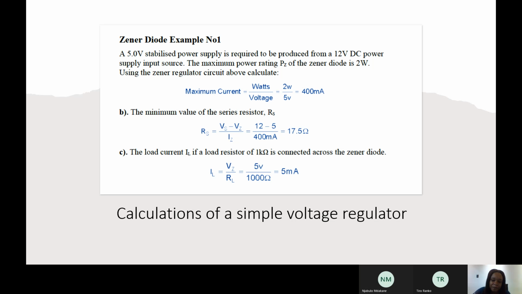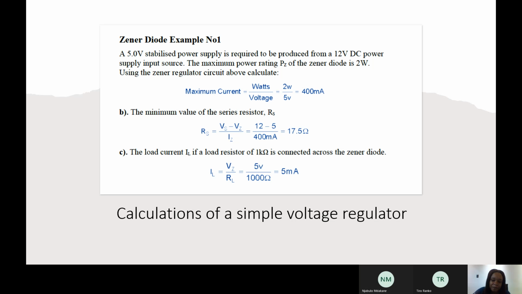So they tell us the maximum power rating of the Zener diode is 2 watts. So we're not allowed to use more than 2 watts on the Zener diode itself. That's important information when you're calculating regulation. Then they say, using the Zener regulator, calculate the following. So we need to find out the maximum current we're allowed to use on that Zener diode in order to work with it as a voltage regulator.